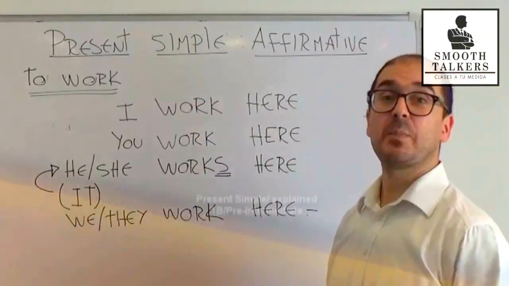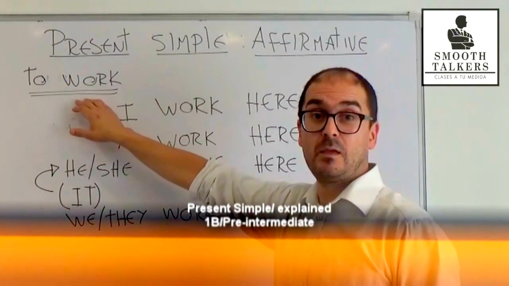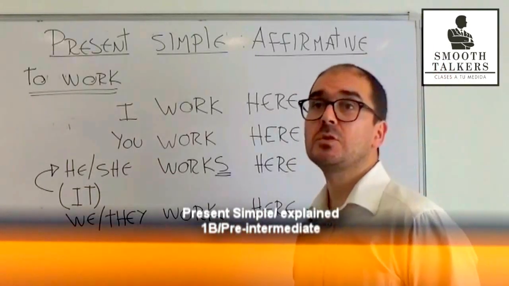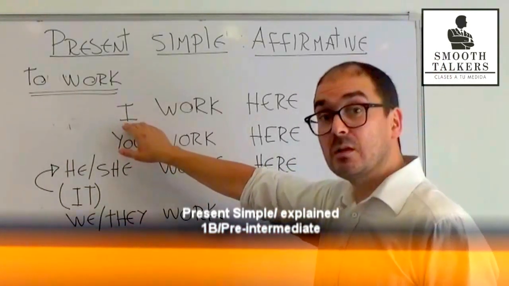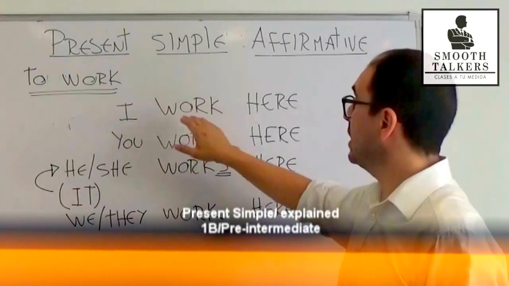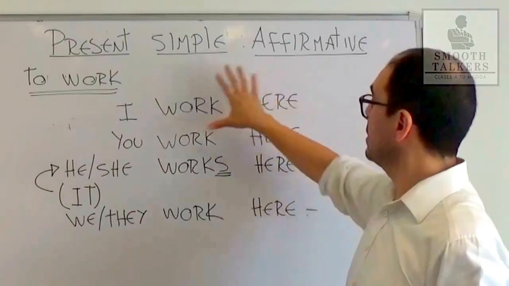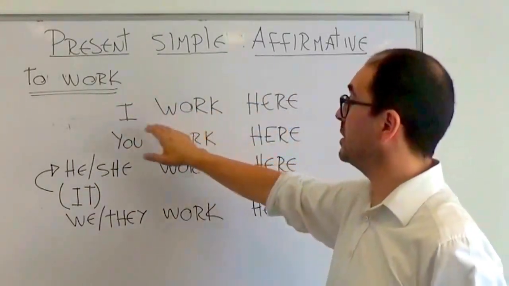For our first example, we're going to use the verb to work. Everybody works, right? And it goes like this. To speak in present simple, we use a subject, a pronoun in this case, and we use a verb. This is just part of the phrase. It's a complement, but this is the important part.